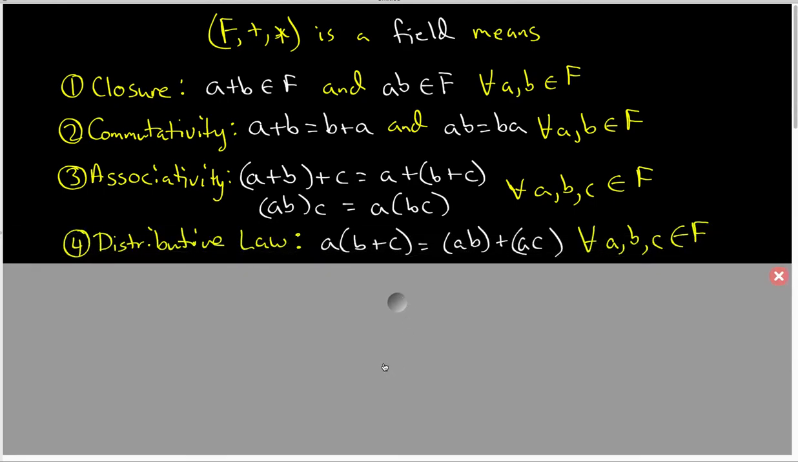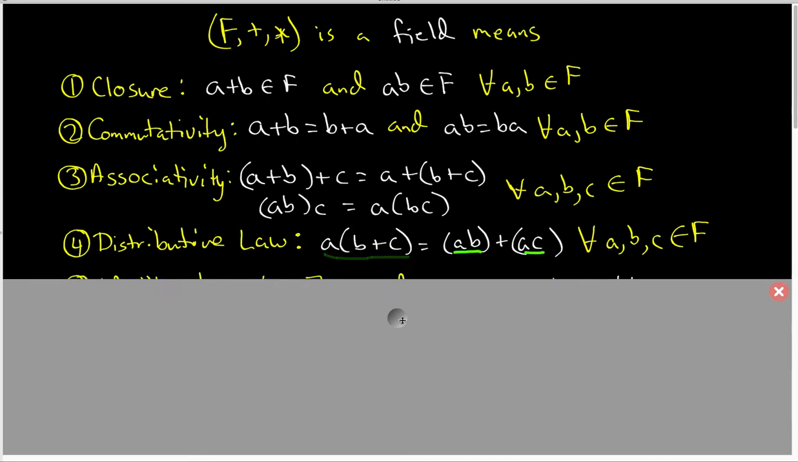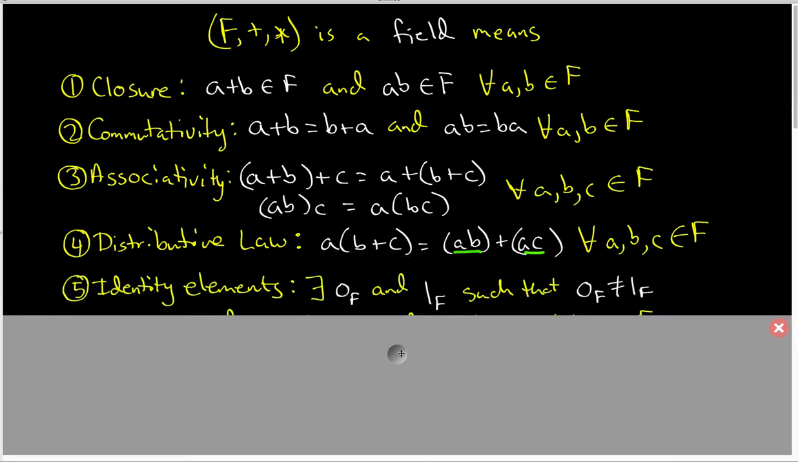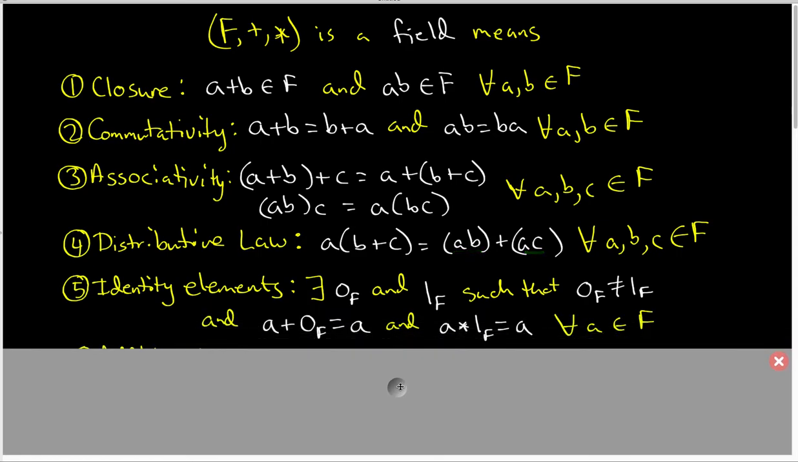We also have the distributive law. Multiplication distributes over addition. In other words, A times the sum B plus C is A times B plus A times C. We also have to have identity elements, namely a 0 and a 1. They do need to be separate from each other, and 0 is the additive identity. A plus 0 is equal to A for all elements inside the field. 1 is the multiplicative identity. A times 1 is equal to A for all elements inside the field.